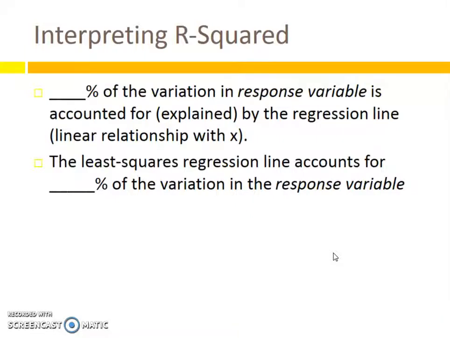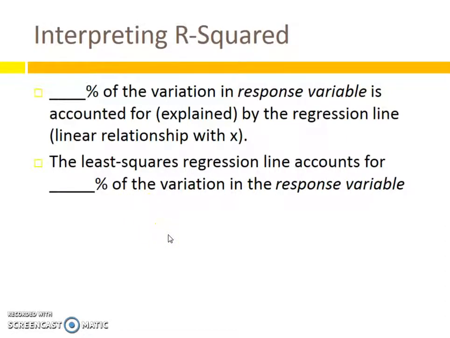Now, how do you interpret? A couple different ways. You can either say whatever the percent is, so we always convert it to a percent. So whatever the percent of the variation in your response variable, so insert the context there, it can be accounted for or explained by the regression line, right? It can be explained by that linear relationship with x. Another way, if you want to word it differently, the least squares regression line accounts for whatever percent of the variation in your response variable. Again, insert the context.